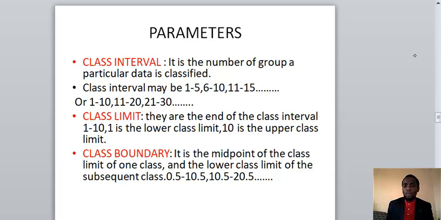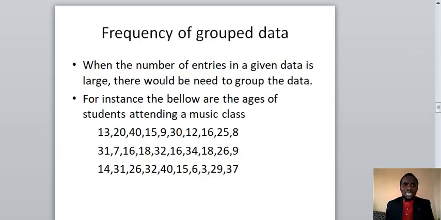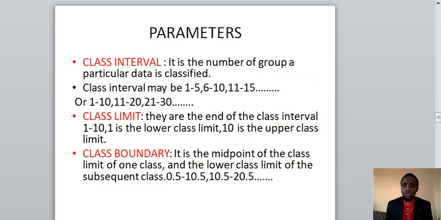So if we are grouping this data, if you look at it, we can group that data simply based on this 1 to 5 or 1 to 10, like that. So that is how we group the data.